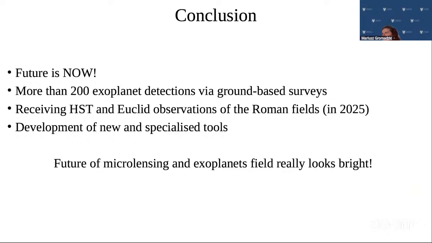Okay, and another question I had. You cannot tell us about the data, but did you make any estimates of how many planetary events there are in the Euclid field? How many events are there? We are doing this now.